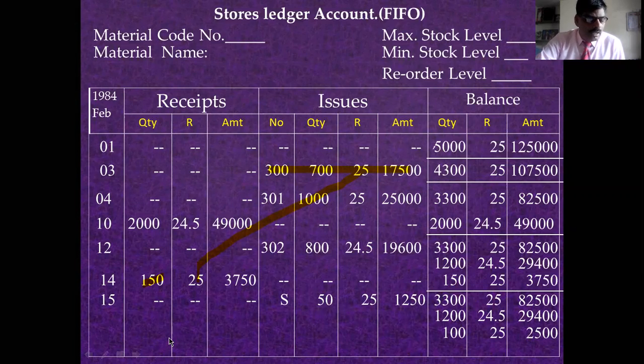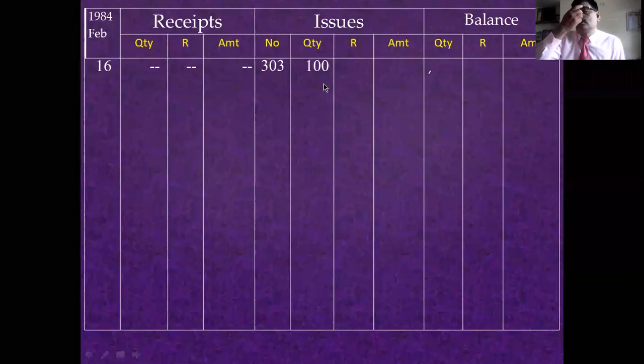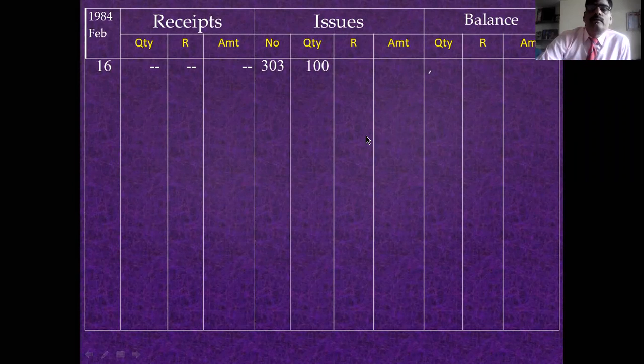It is the 15th. After 15th, there is a 16, again there is an issue. On 16th there is an issue. So you put the underline for the balance column and take the issue. 16 date, number is 303. Quantity to be issued is 100 units. 100 units you have to issue.